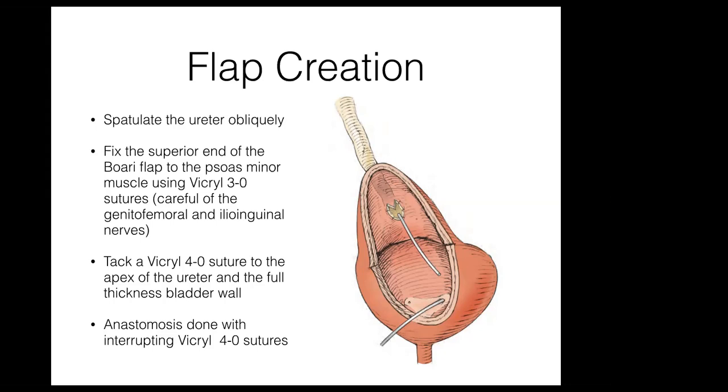And then you tack a Vicryl 4-0 suture to the apex of the ureter and the full thickness bladder wall. You then perform your anastomosis with interrupted Vicryl 4-0 sutures.